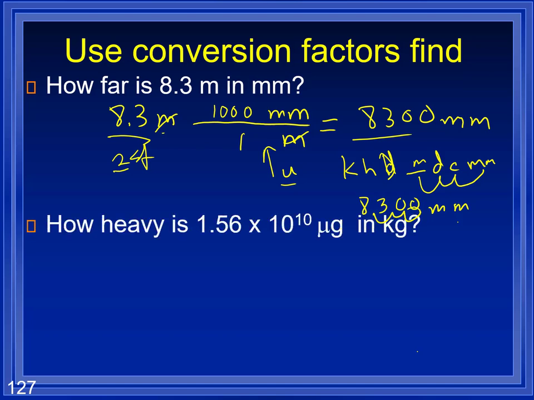So, if you had 1.56 trillion, or 15,600,000,000 micrograms, how many kilograms would you have? Oh, that one I'm not doing in my head. I'll need a calculator. So 1.56 times 10 to the 10th micrograms. I copy down what they gave me. Set up my conversion factor.